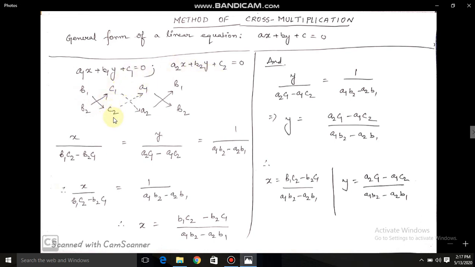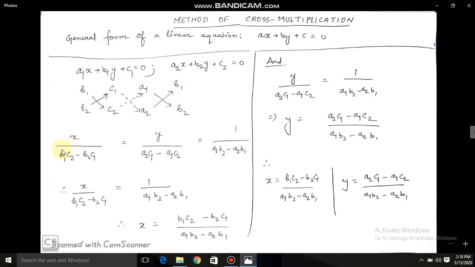Then we will write the coefficient of x, that is a1 and a2. See, a1 and a2 we have written. Then again the coefficient of y, that is b1 and b2. So how will we write? We will write b1, b2, then c1, c2, then a1, a2, then b1, b2. Okay. Now what will we do?